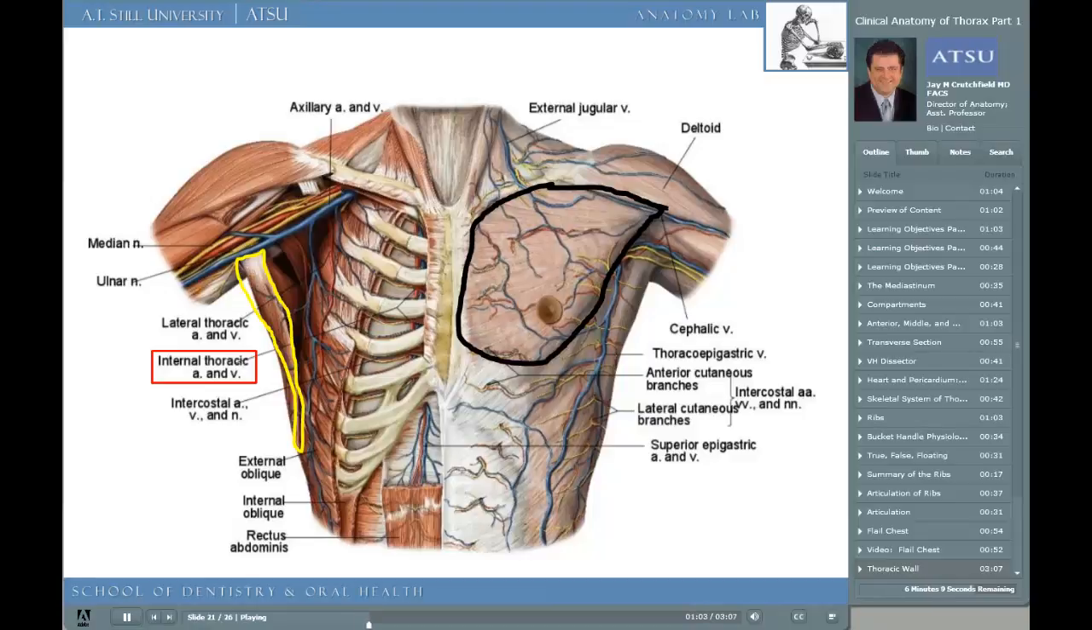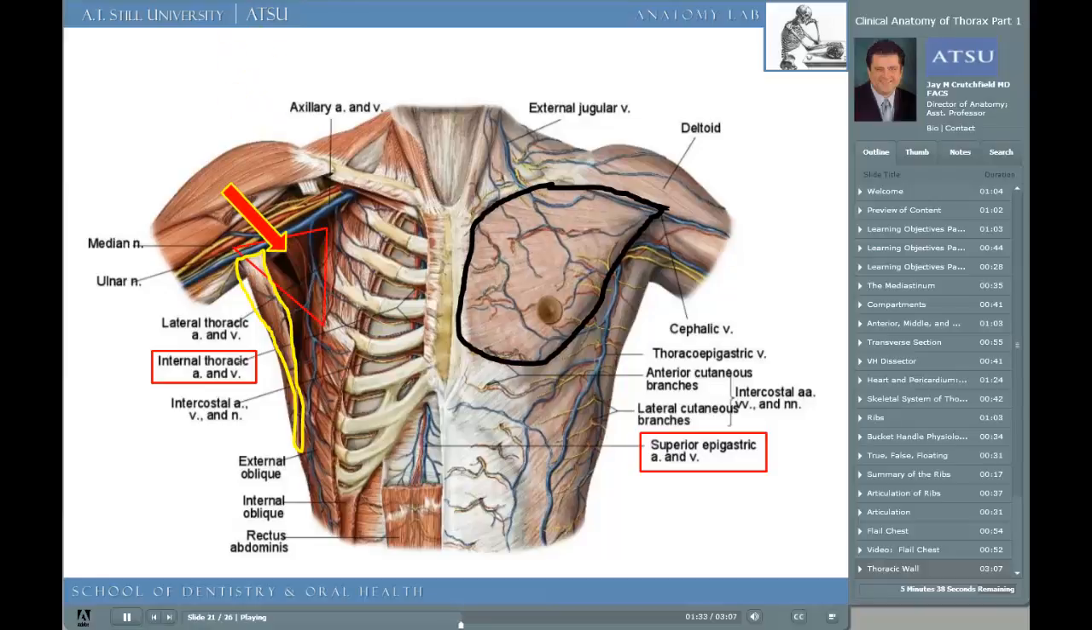The borders of this triangle include upwards towards the clavicle, the axillary vein, medially the chest wall, down to the sixth intercostal space, and laterally the latissimus dorsi muscle and the serratus anterior. It's in this triangle that the lymph nodes are removed when a woman or a man has breast cancer. When we perform an axillary dissection, this is where we take the lymph nodes from.